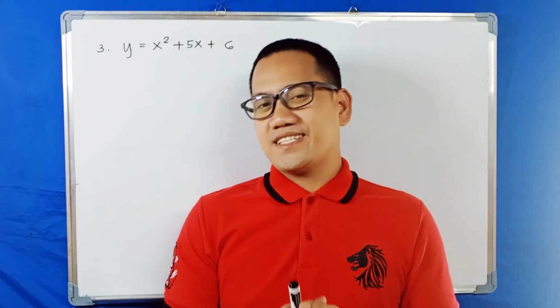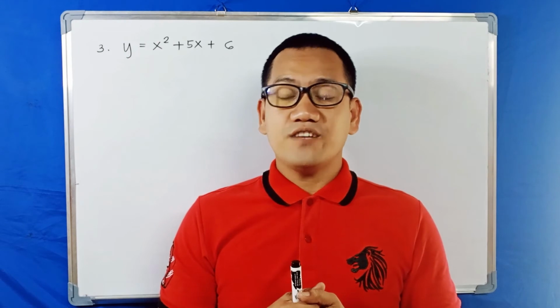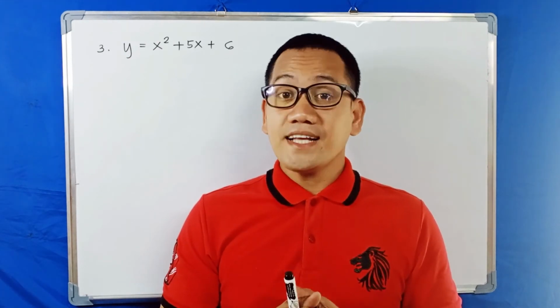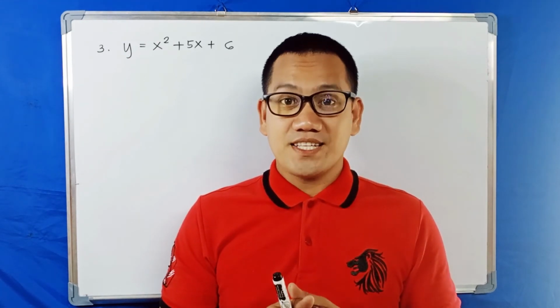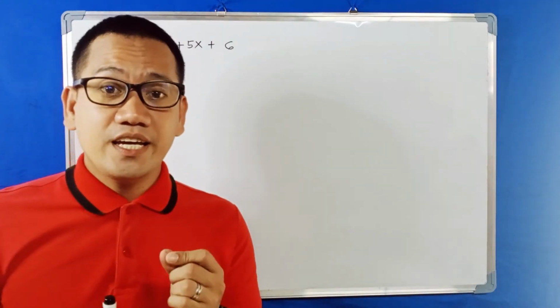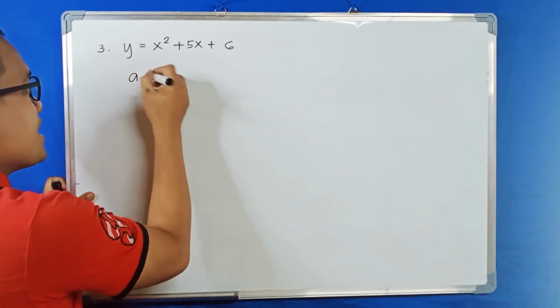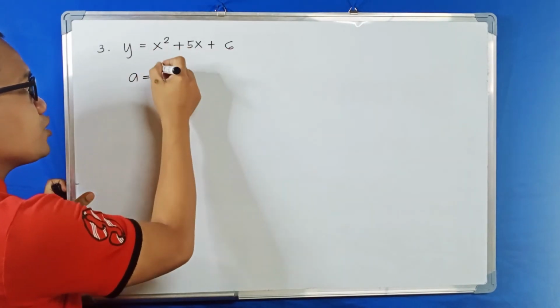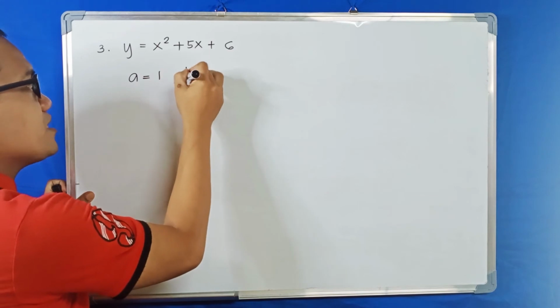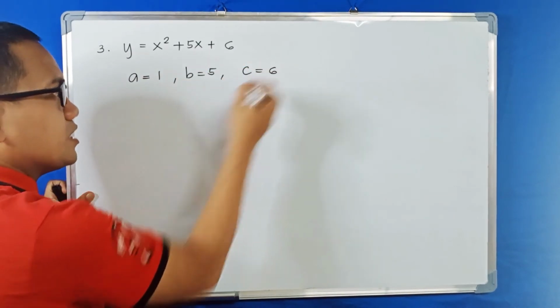Let's have our third example. Let us determine the vertex of our quadratic function y is equal to x squared plus 5x plus 6. So, for us to solve for our h and k, remember to identify first our a, b, and c. In this quadratic function, a is 1, b is 5, and c is 6.